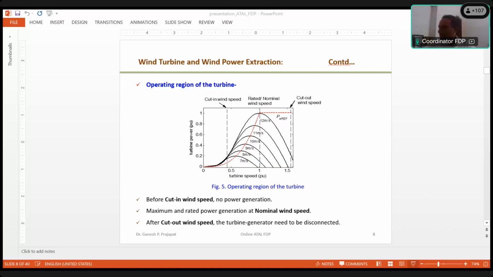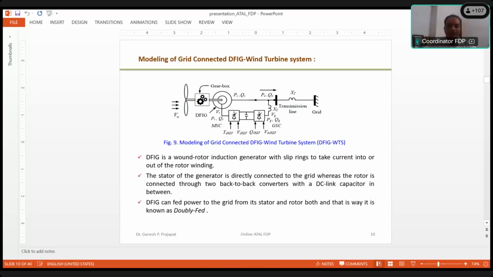Is there anyone who wishes to ask something? Please unmute yourself, sorry, if you want to ask something, I can answer. Your screen was just fixed, now it is changing. Maybe there is some problem with the internet at your side. Now I can see the modeling of the grid connected DFIG, yes, exactly, on this slide only. Okay, thank you.